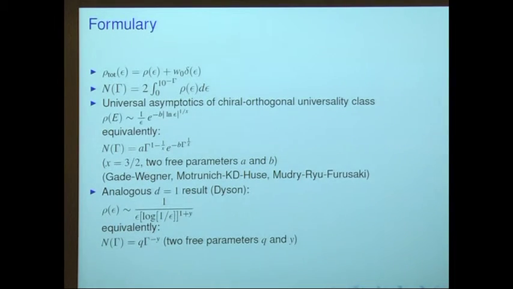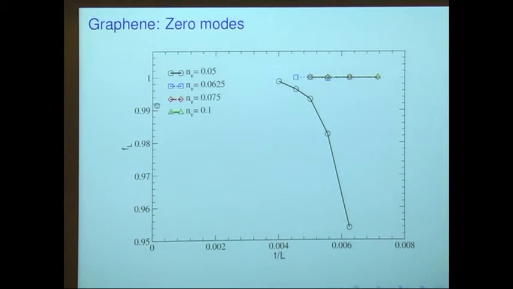But let me show you what happens. So first, let's go to the zero modes, W naught. This is asking what is the fraction of samples out of 4,000 which have at least one zero mode. And you can see in the thermodynamic limit, every sample has at least one zero mode. So in a large enough system, there are zero modes with probability one. That's the first statement I want to make. This is fairly well borne out by the data here.